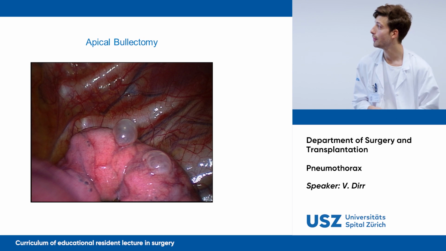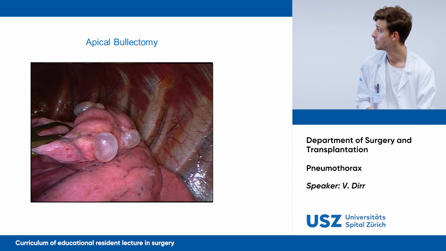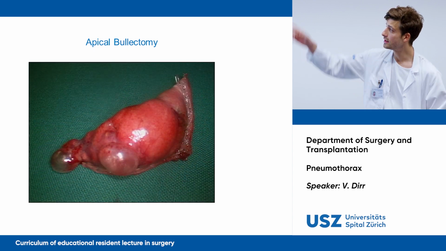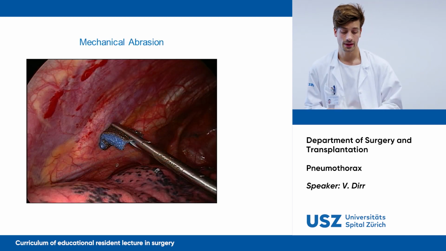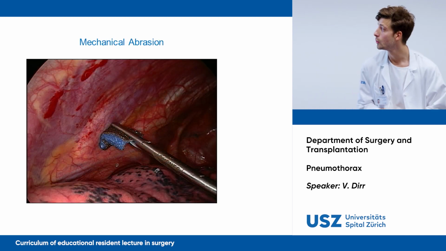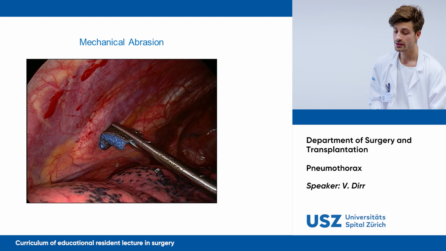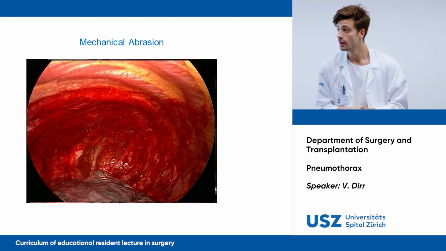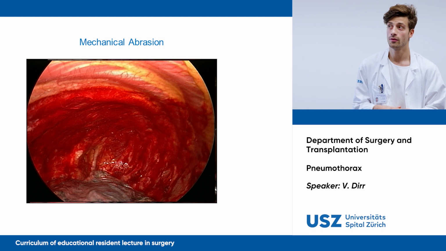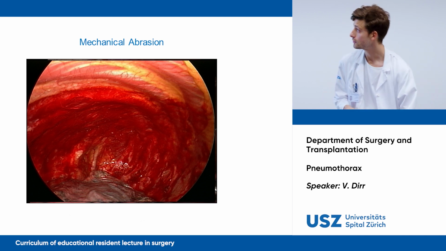So there's a picture of the apical bulla, which will then be resected, for example, with a stapler, which was done this time. So we can see the stapler line on the right side of the picture. Another technique is mechanical abrasion, where we use a sponge and remove the parietal pleura in the apex region, causing a heavy inflammation process and then the apposition of these 2 layers. Bear in mind that any non-steroidal anti-inflammatory drugs can reduce the inflammatory process and therefore worsen the outcome.